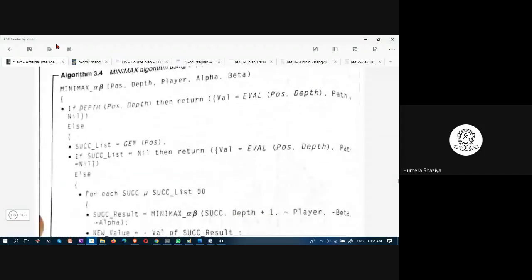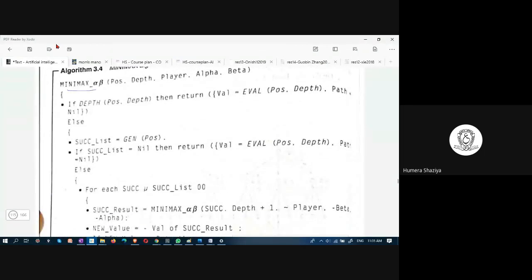What is the algorithm? Minimax, alpha beta, position, current position, depth. What is the depth here? In this, the depth is 3. Player, max player or min player, alpha and beta. These are the two upper and lower bound values.